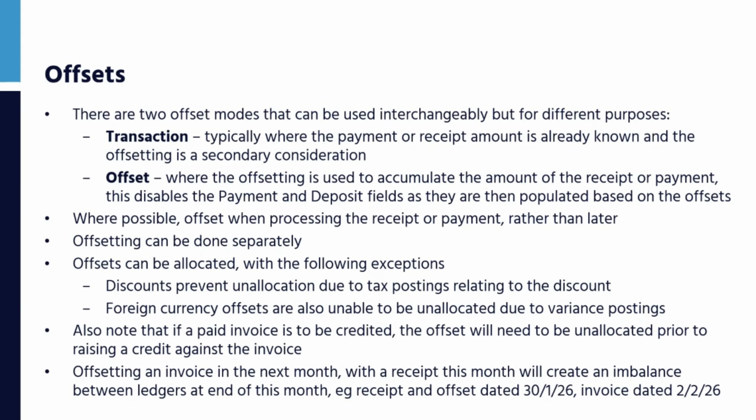The reason for that is that the discount has some flow-on effects to your tax reporting, so there are some calculations and postings that happen behind the scenes when you do the allocation. That's why discounted transactions can't be undone, and foreign currency offsets are also unable to be unallocated due to the foreign exchange variance postings, the realized gains and losses that occur at that point in time.